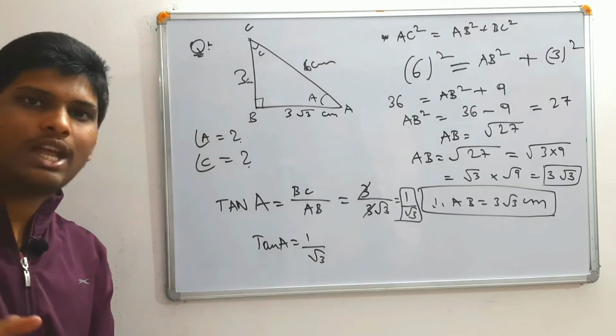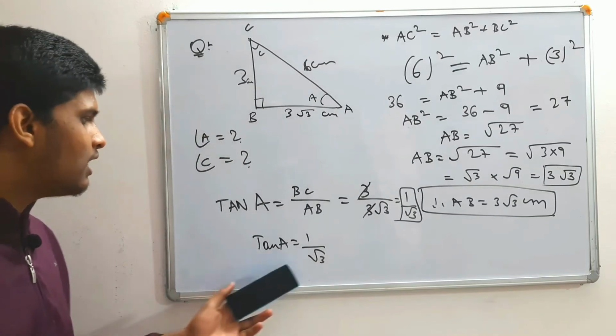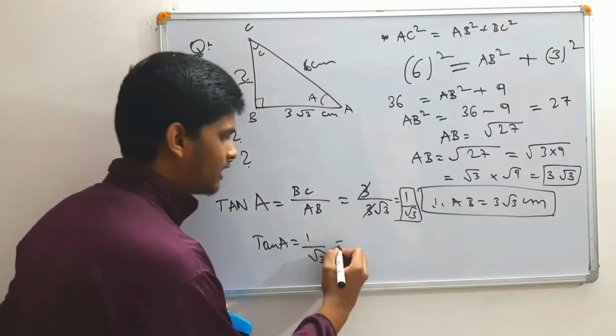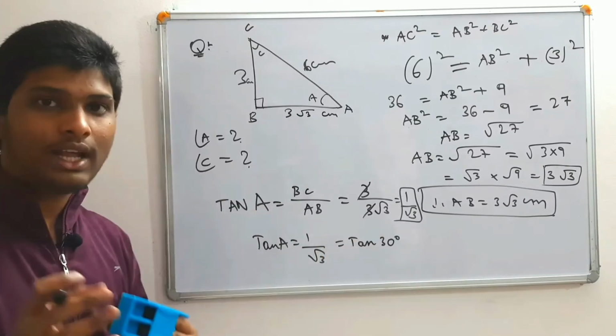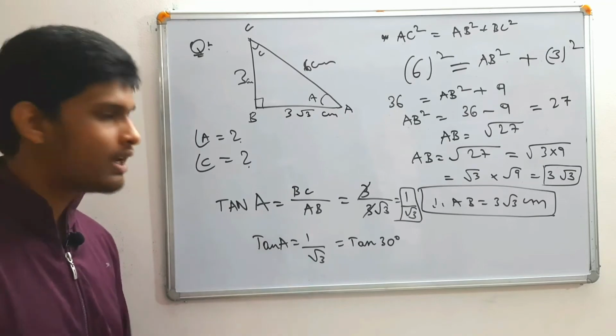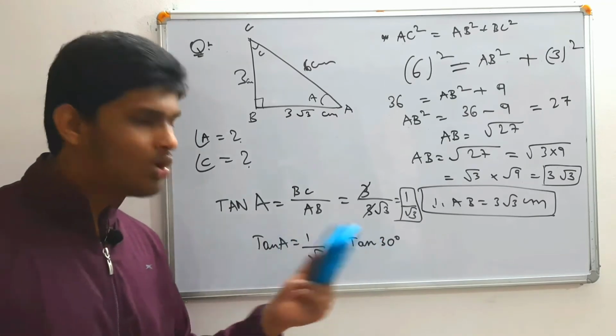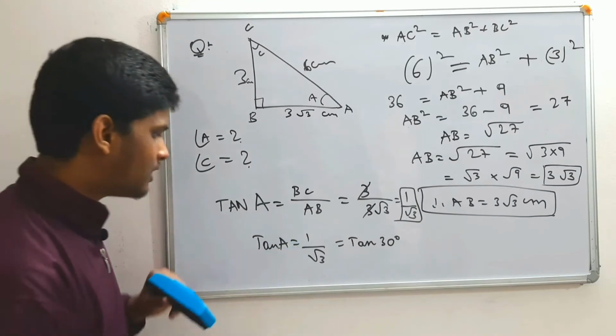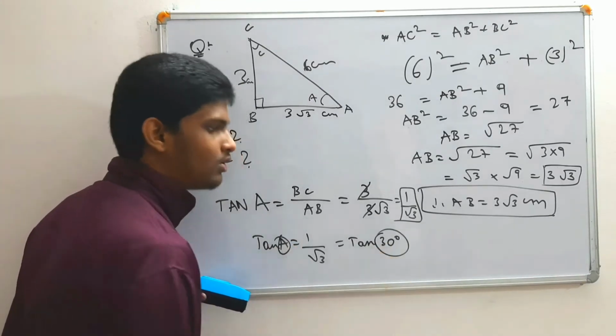If you remember that table, or you go back to the table and see for which tan value we are getting 1 by root 3, that is tan 30 degrees. So for tan 30 degrees we are getting 1 by root 3. That means tan A is equal to tan 30 degrees, which are both equal to 1 by root 3. That means we can say that this A is equal to 30 degrees.